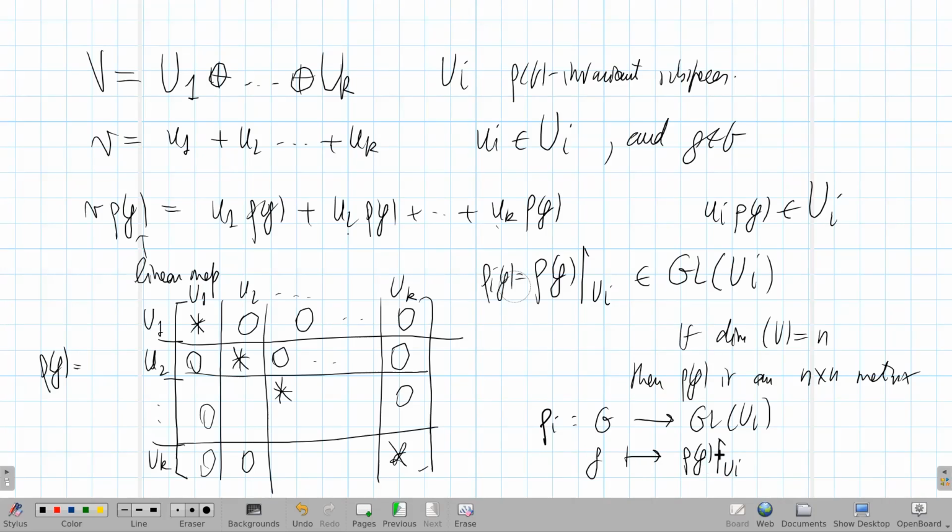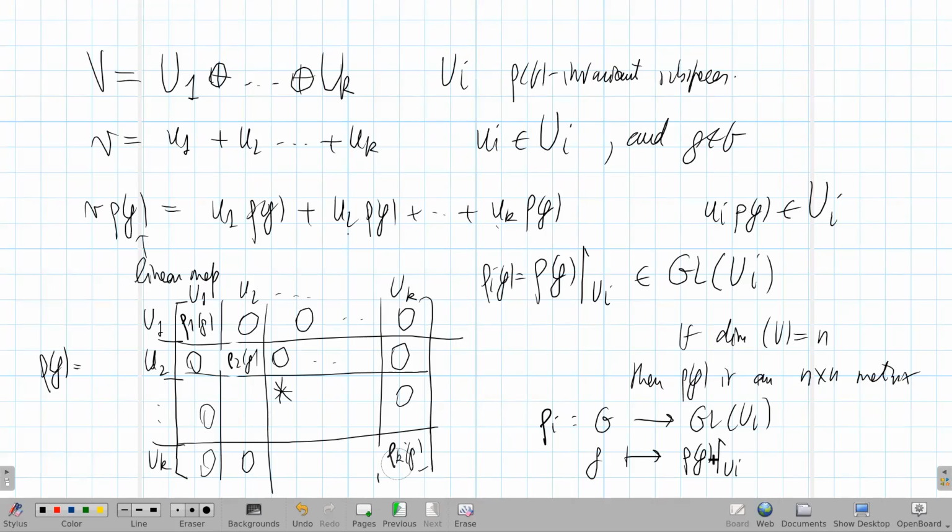You restrict rho G to U_I, and you get an element in GL(U_I). So these are these matrices here. This is rho 1 of g, this is rho 2 of g, and so on. It's just a matter of matrices. This matrix is blockwise diagonal, okay? And the blocks here are called rho 1 of g, rho 2 of g, and so on.